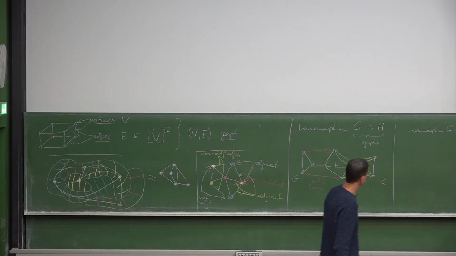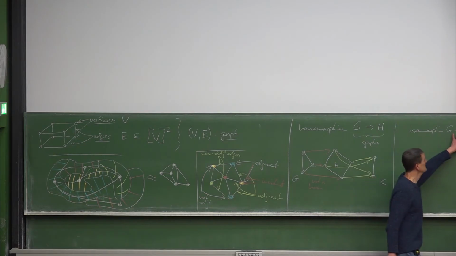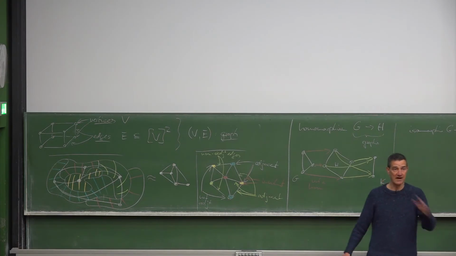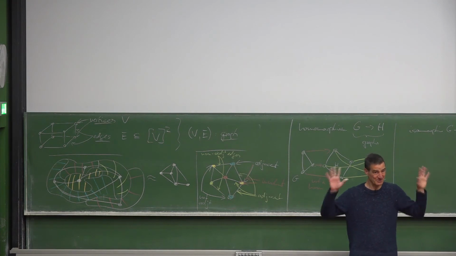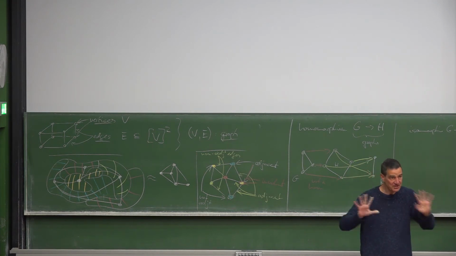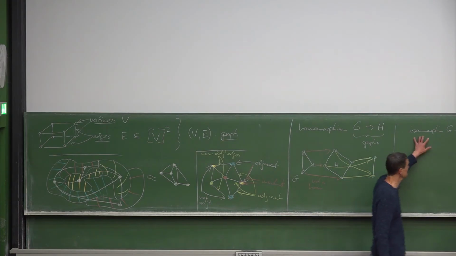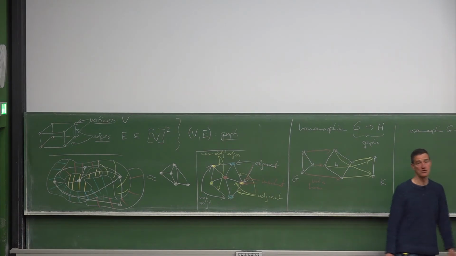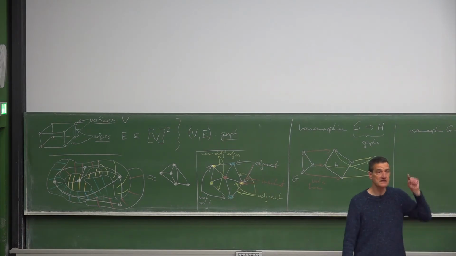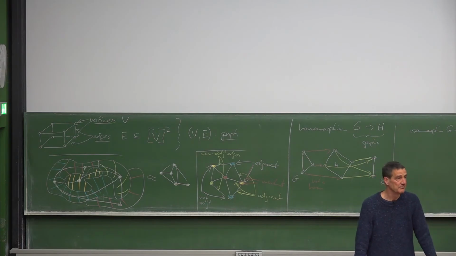So the inverse wouldn't be a homomorphism if its domain wasn't the entire vertex set of H, so it has to be surjective as well. So you have to have a bijection between the vertex sets, which, by the way, is an isomorphism between two sets, with the additional requirement to make it an isomorphism between two graphs, that it's a homomorphism and the inverse is also a homomorphism.